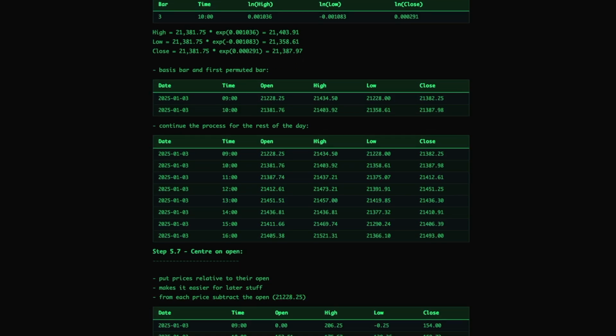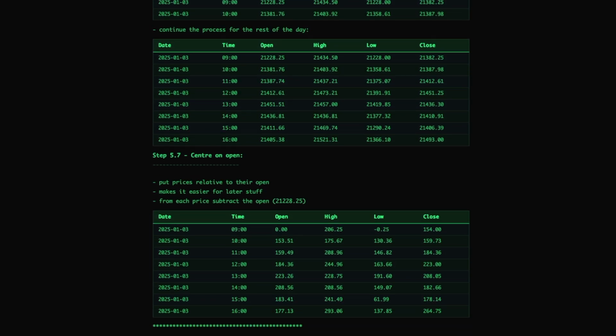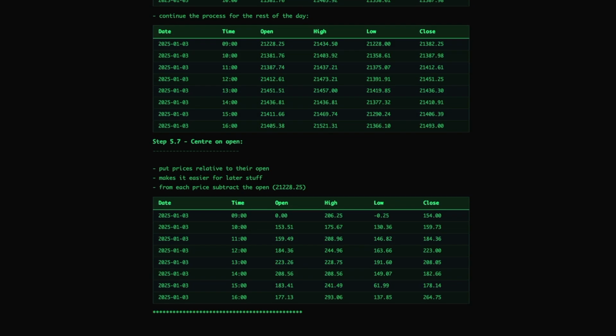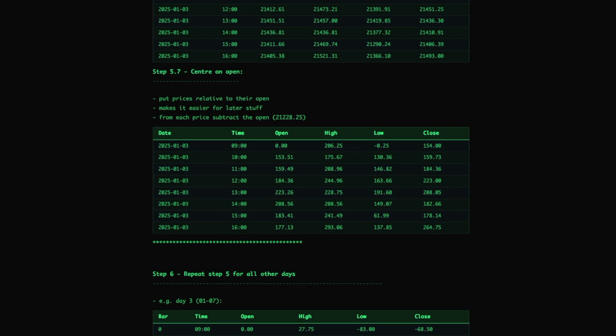In step 5.7, we center on open. Now we need to get all prices relative to the day's open. This makes it easy when it comes to stitching multiple days together. To do this, just subtract the day's open, 21,228.25 in this case, from every open, high, low and close. The day now opens at 0. All other prices are points above or below that open. That completes step 5.